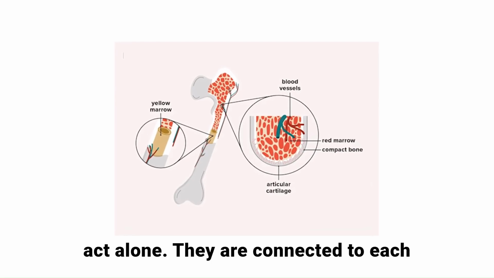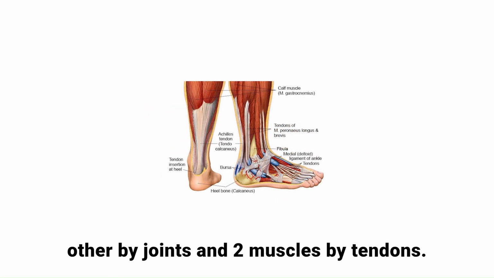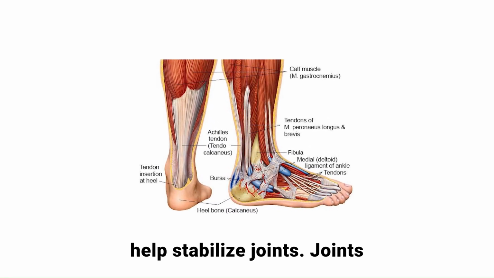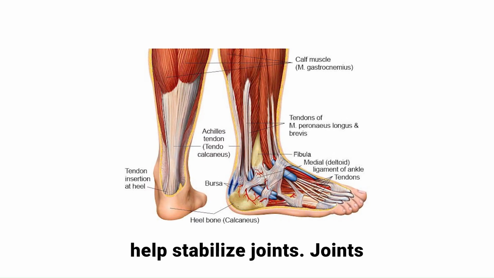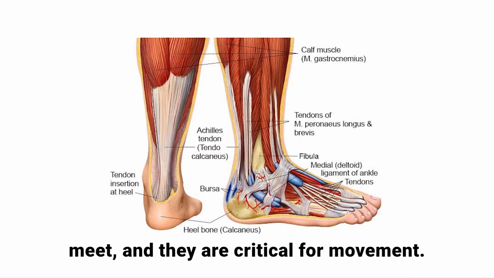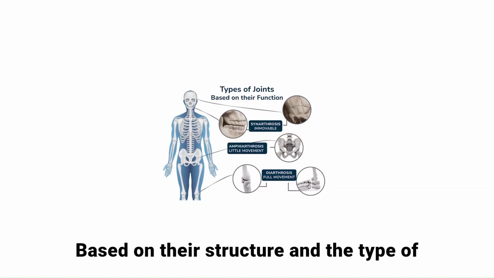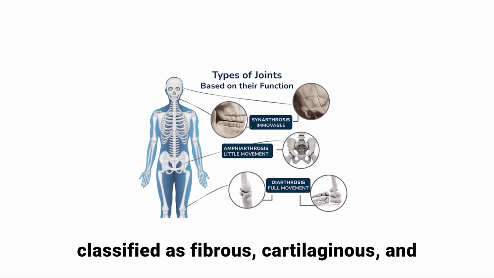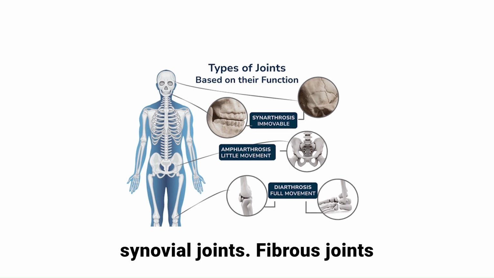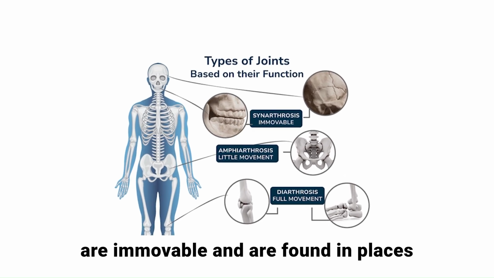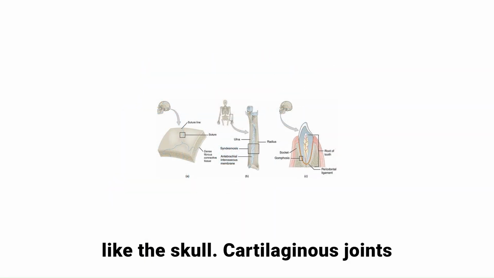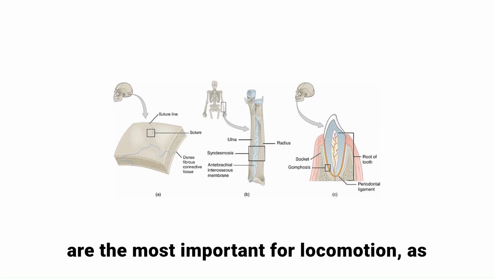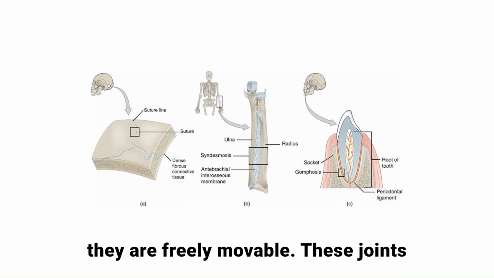The bones do not act alone. They are connected to each other by joints and to muscles by tendons. Ligaments connect one bone to another and help stabilize joints. Joints are the places where two or more bones meet, and they are critical for movement. Based on their structure and the type of movement they allow, joints can be classified as fibrous, cartilaginous, and synovial joints. Fibrous joints are immovable and are found in places like the skull. Cartilaginous joints allow limited movement and are found between vertebrae. Synovial joints are the most important for locomotion as they are freely movable.